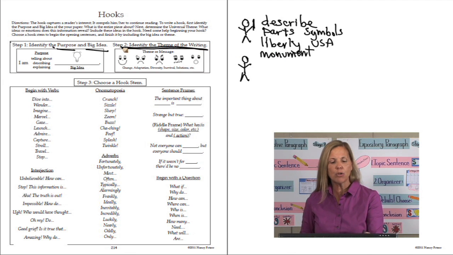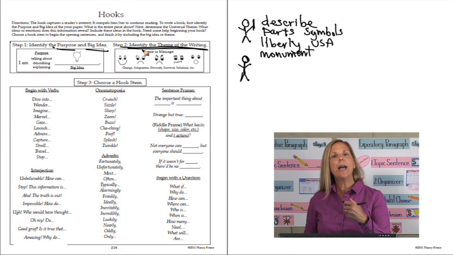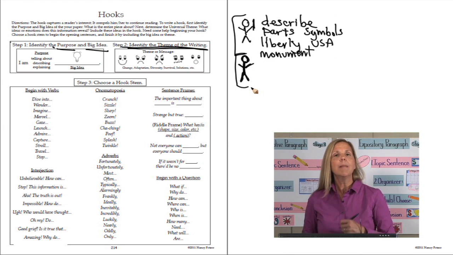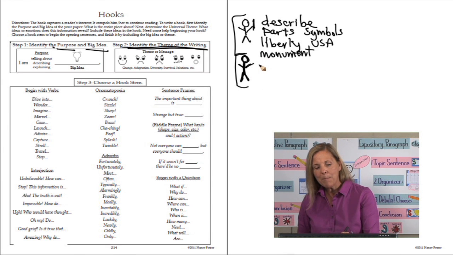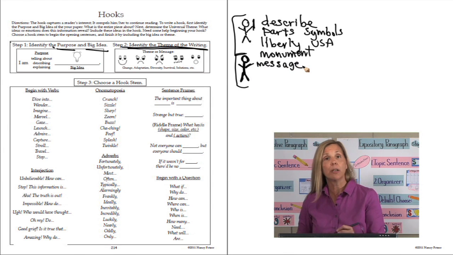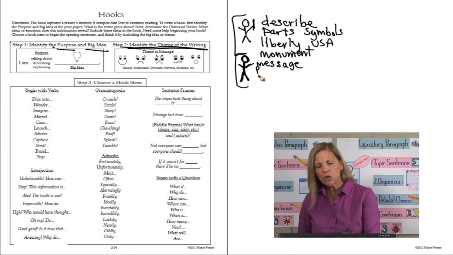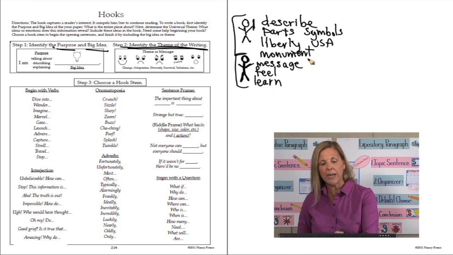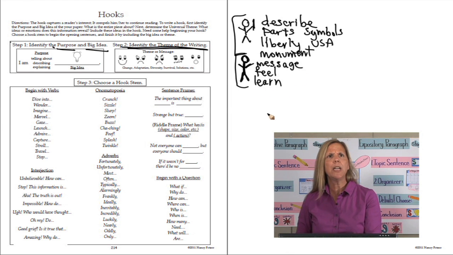Now we're going to go to the person here and we're going to look at what theme or message the reader should get from this information. Let's go to just the stick person. This means what message is this information giving people? How should people feel? What should they learn from this information? So we're just going to brainstorm. Let's see, feeling. Let's go to feeling.